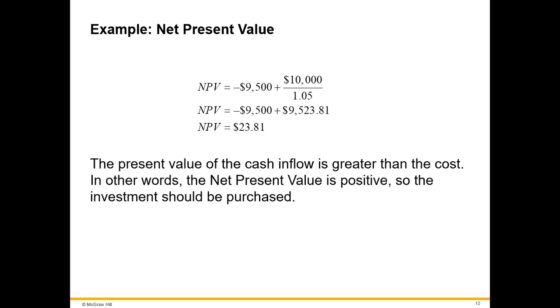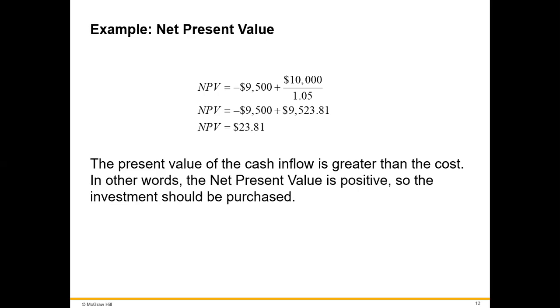So what you do is, you say $10,000 divided by 1.05. So the present value of that future $10,000 payment is $9,523.81. So that's what you would pay for that investment to truly get $10,000. How much are you going to pay? $9,500.